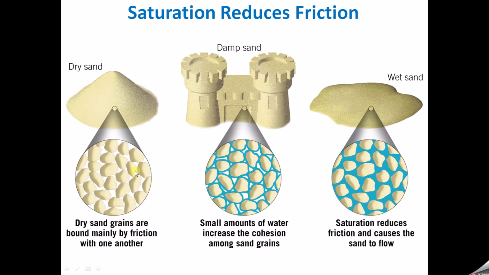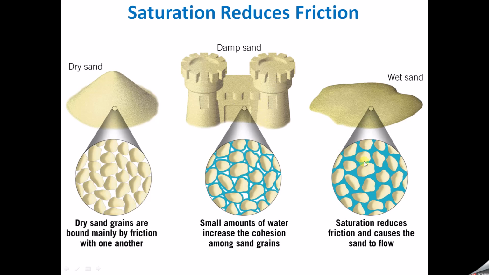And saturation reduces the friction. So here we have sandy grains, dry, no water, bound mainly by the friction with one another. They have contact. If we add small amounts of water, it increases the cohesion among grains, so grains can still contact each other and are still coherent. So we can build up this castle using them.